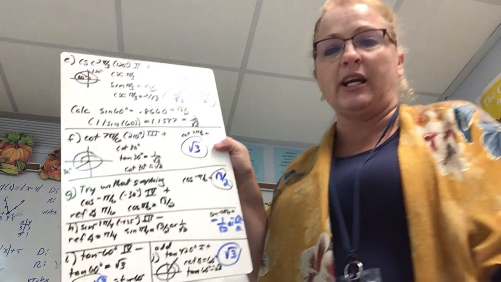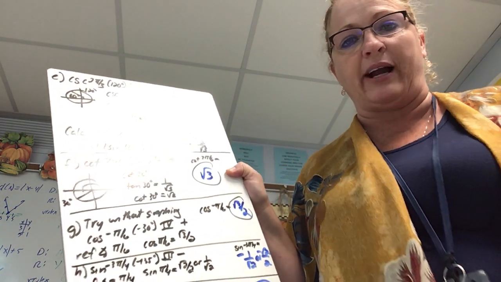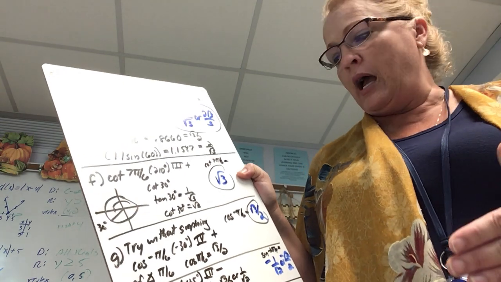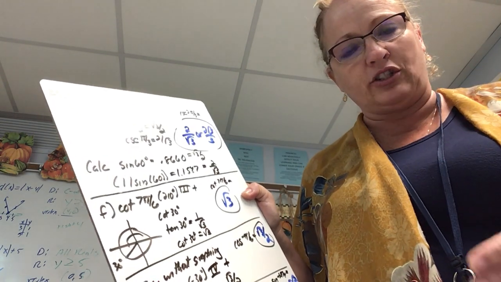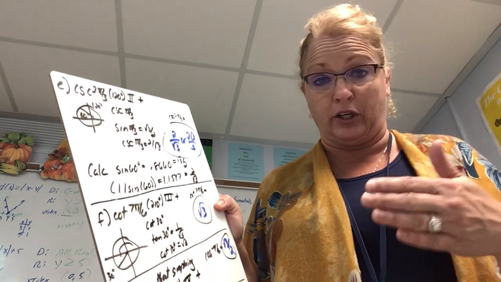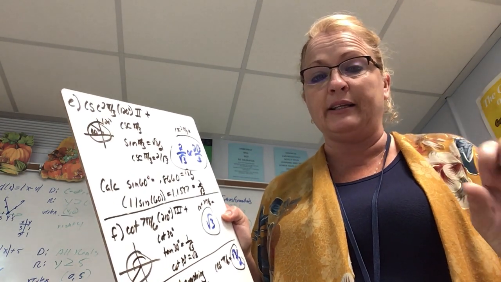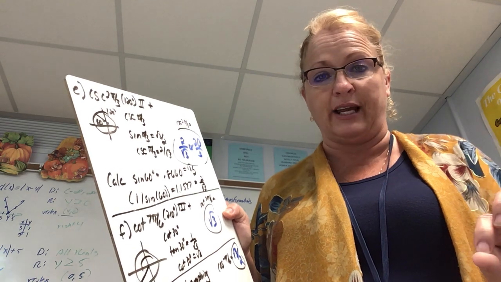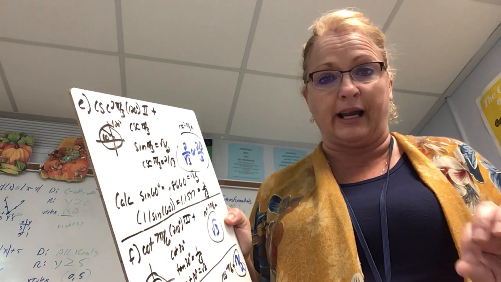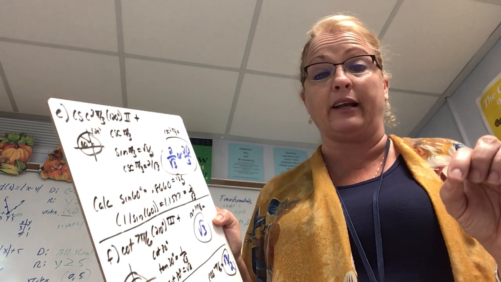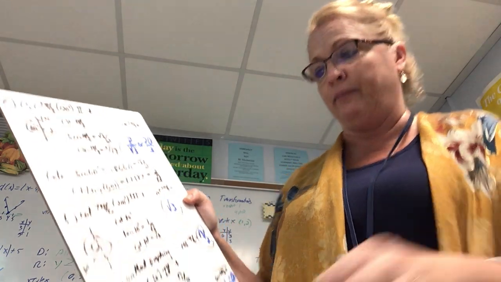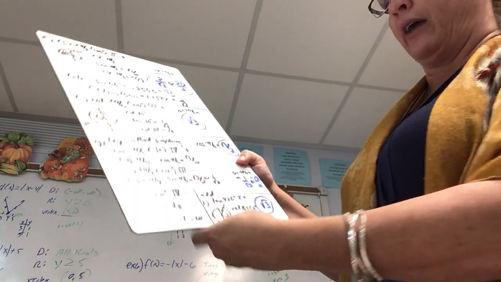Now, the question I always get is, Mrs. Evans, do I have to graph this every time? No. I wanted you to see the graphs so that you understood why I say you can just use the reference angle. When we graphed our angle, didn't we end up making a triangle that had the reference angle? So you don't have to graph every time, but you have to use the reference angle. If you want to graph, that's fine. So let's try G without graphing.